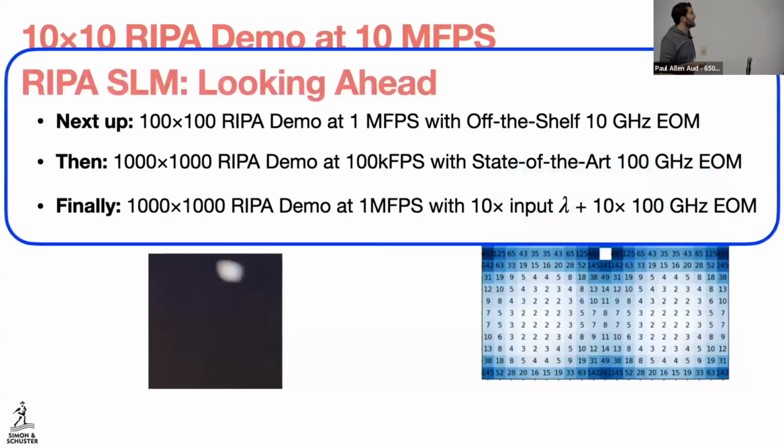So next up is going to be a 100 by 100 demo at 1 megaframe per second. Using one of Marco Lonchar's 100 gigahertz EOMs, we think we can get to 1,000 by 1,000 at 100,000 frames per second. If you really want 1,000,000 frames per second at 1,000 by 1,000, well, then you need 10 of those EOMs, each driven with a slightly different wavelength. And we think that's also possible. And that will only need a terabit of data per second to drive it, which we think we can get with about 30 RF SoCs.